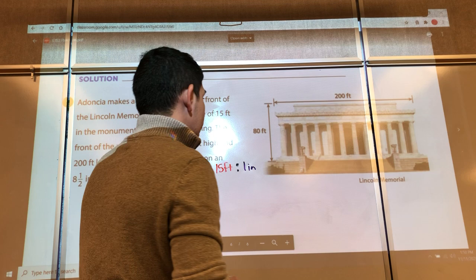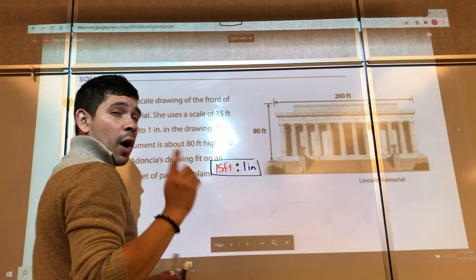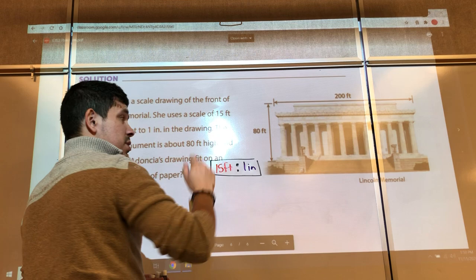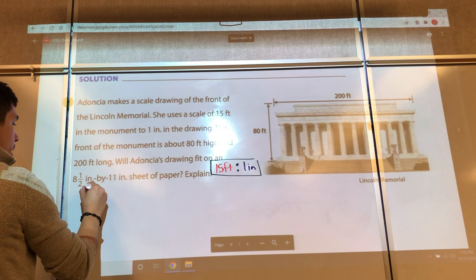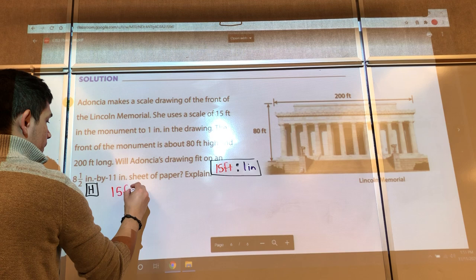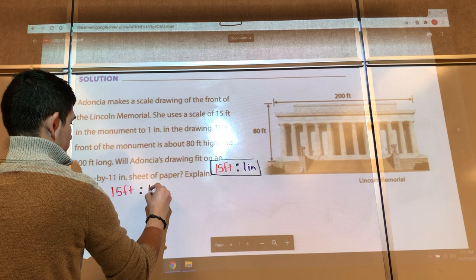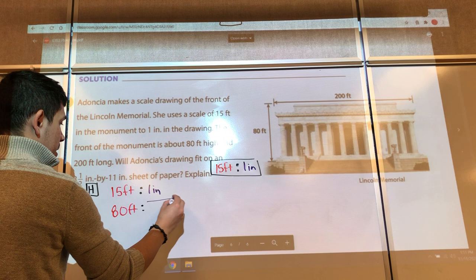So we have, this is our scale here. Let's figure out how many inches will be here if we can take each one to 15. Now, I had a student say right away, can't you just take each one and divide by 15 to see how many inches it's gonna be? Let's check to see if that's gonna work, okay? Let's do it the ratio way. So let's do the height. The height is 80 feet. So we're gonna go 15 feet to 1 inch. And the feet is given by 80. And we do not know how many inches that's going to be.